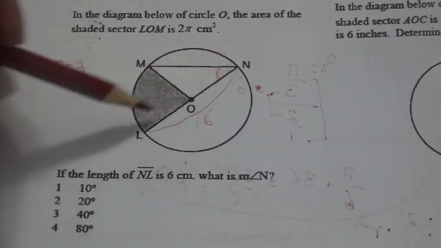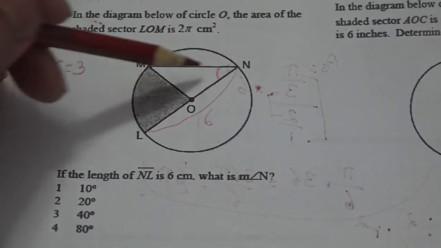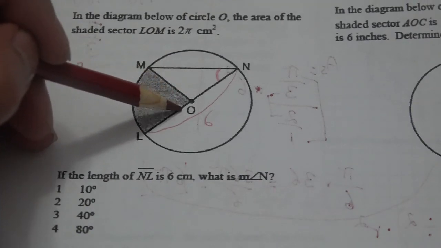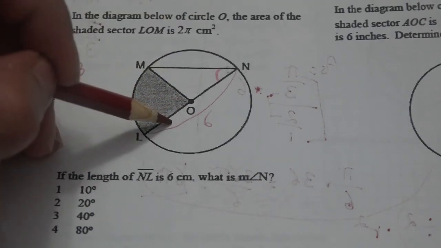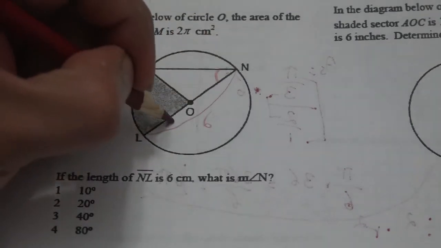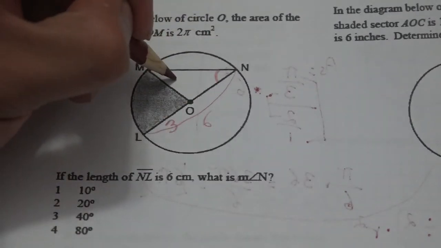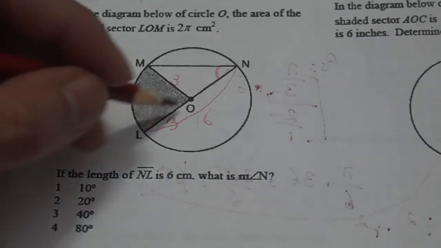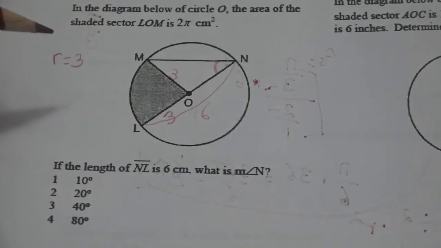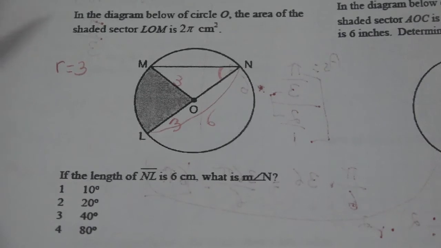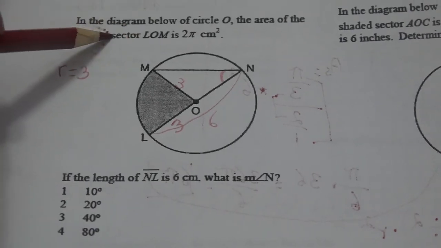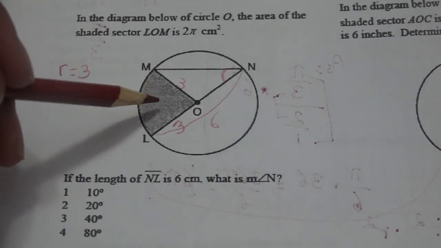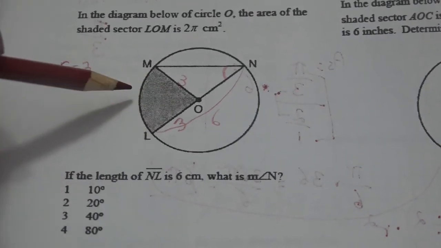This is an inscribed angle. But in order for me to do that, I will have to know the measure of this central angle. We know that the radius is 3, so this radius is 3 and this radius is also 3. That makes this an isosceles triangle. Now, I didn't read this: the area of the shaded region is 2 pi. Right away we know what they're talking about, area.